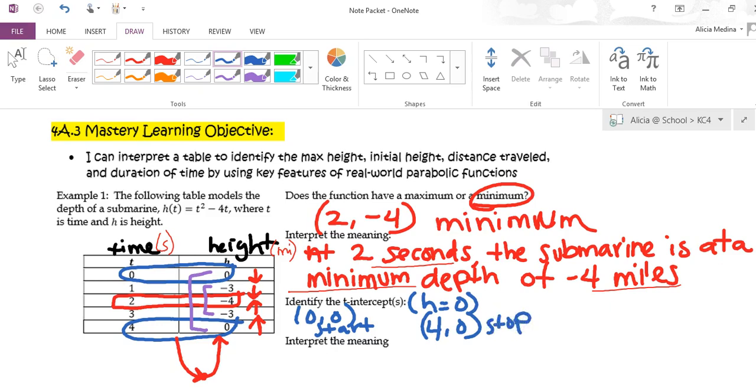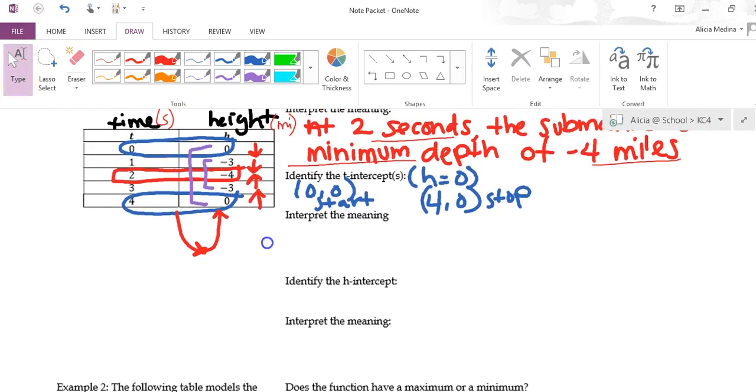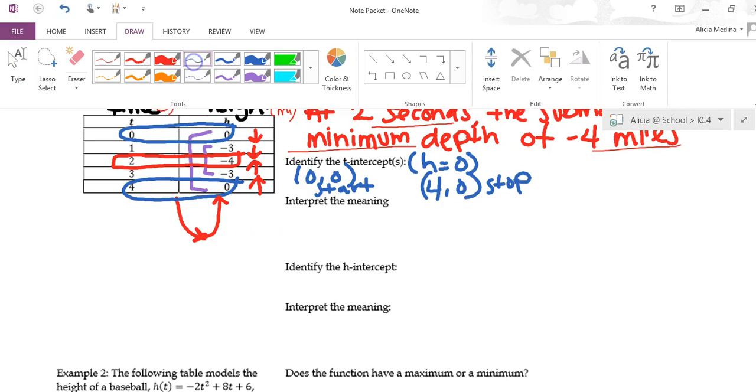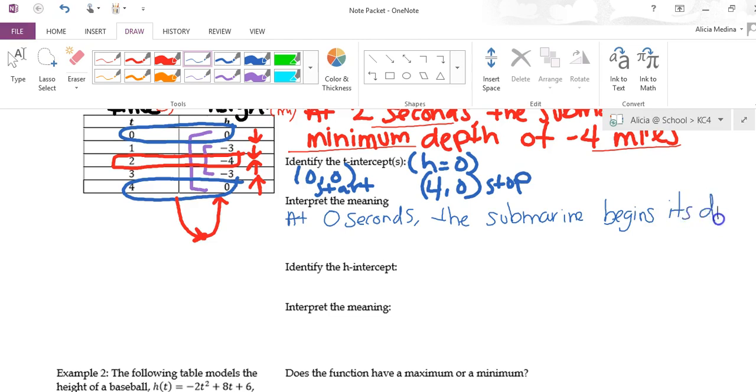So interpret the meaning. What does this mean? Well, if we're starting at 0, our height is what? Well, 0. So at 0 seconds, the submarine begins its dive. Or you can say it has a height of 0, right? Because that's 0, 0. But what happens when it's 4 seconds?